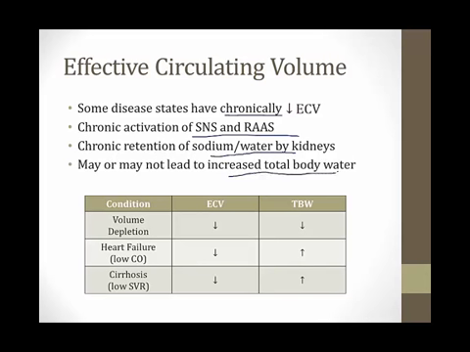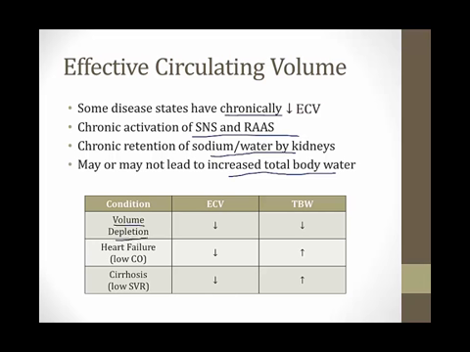To understand this better, let's look at the chart as shown on the screen here. These are the three classic pathologic conditions in which the effective circulating volume is chronically low. They are volume depletion, heart failure, and cirrhosis. And let's go through them one at a time.